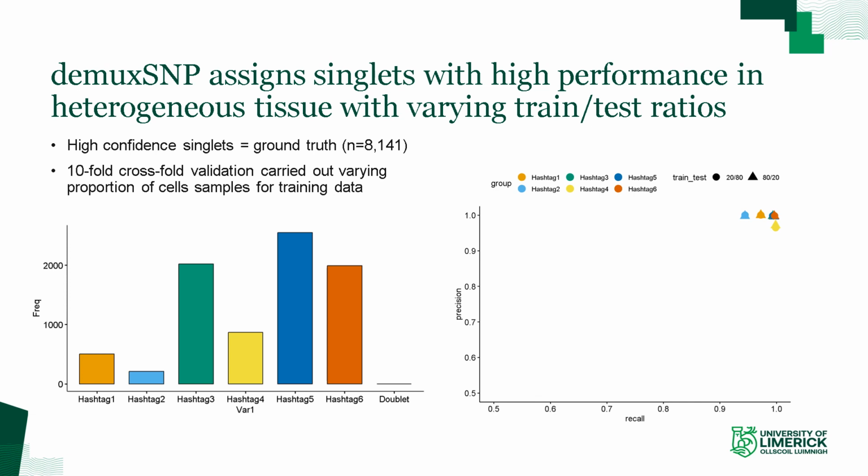We then performed a 10-fold cross-validation, and we varied the proportions of training to test data. Over on the right here, we can see consistently high precision and recall in each group, with only minorly poor performance in the hashtag 2 group, which is particularly small. Additionally, we don't see a massive change in performance when we change the proportion of training to test data.